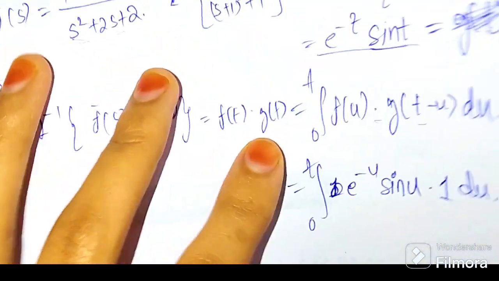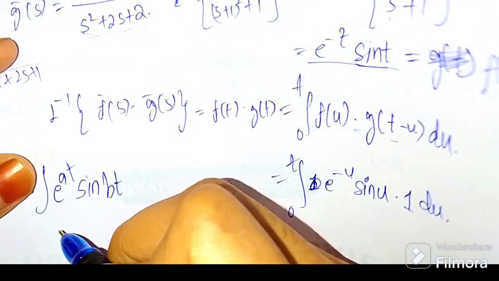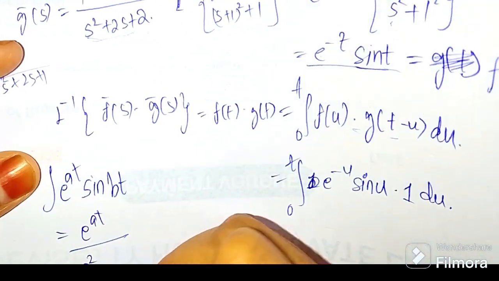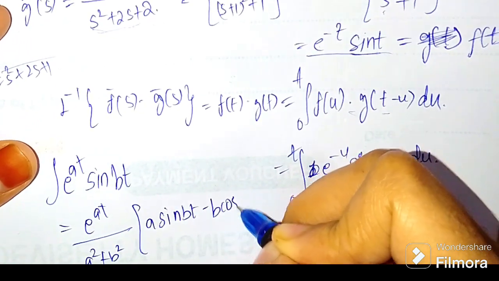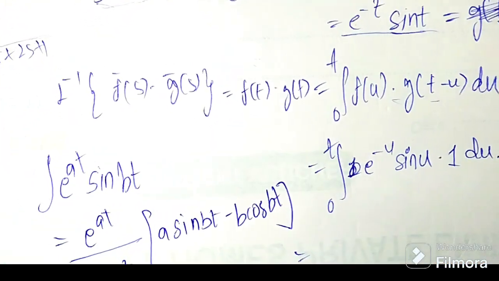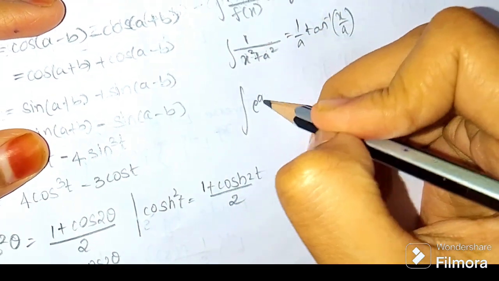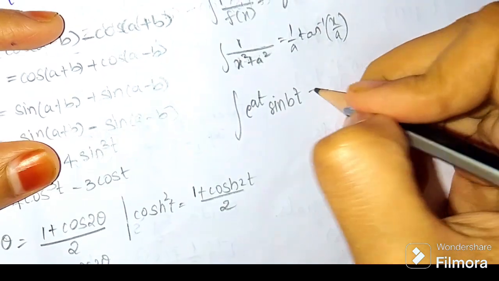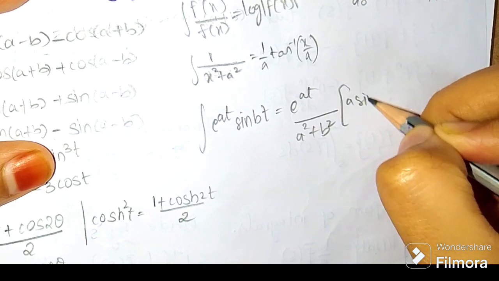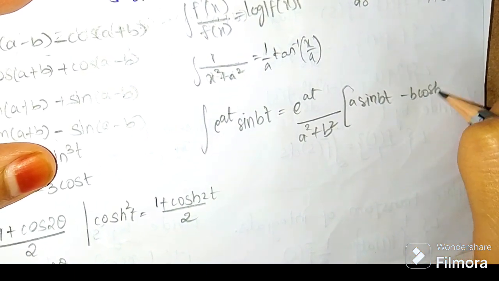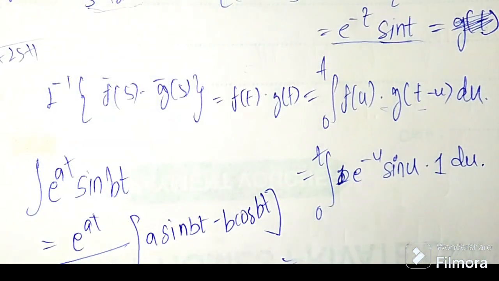So in this method, you can use one formula here, e power at sin bt. This we have in inter. So the formula is e power at by s square plus b square into a sin bt minus b cos bt. So this we'll write in our formula sheet also. What is the formula? Integral of e power at sin bt. E power at by, write along with me in your formula sheet. Okay. Write the convolution theorem also in your formula sheet. Okay. Next.